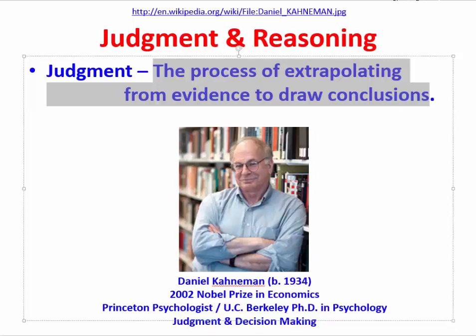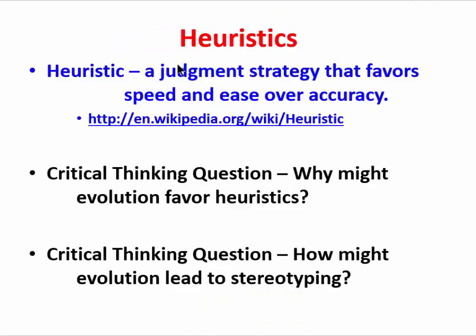So let's begin to understand heuristics. We can define a heuristic as a judgment strategy that favors speed and ease over accuracy. Informally, we can think of a heuristic as a rule of thumb. It doesn't always work, but it generally works, and fortunately it works rather quickly.